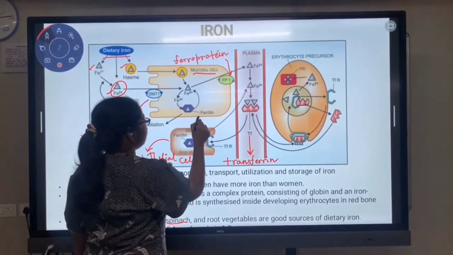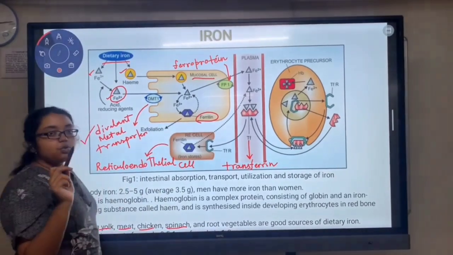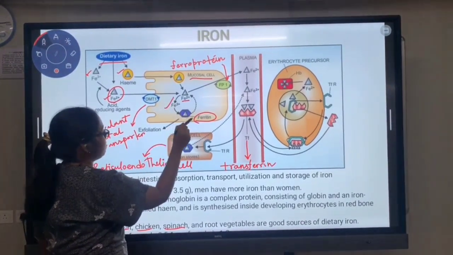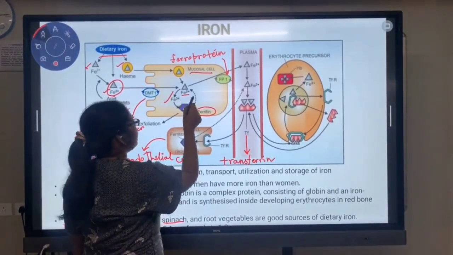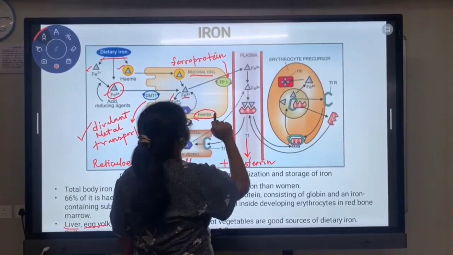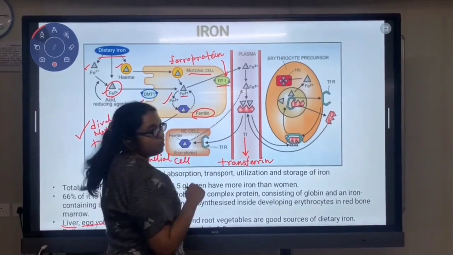Inside the mucosal cell, there is a protein called ferritin which can bind only to ferric iron. So ferrous iron again converts into ferric iron and binds with ferritin. Then ferritin releases ferric iron, it converts into ferrous iron, then it goes to the plasma through ferroportin 1. This is another transporter protein.